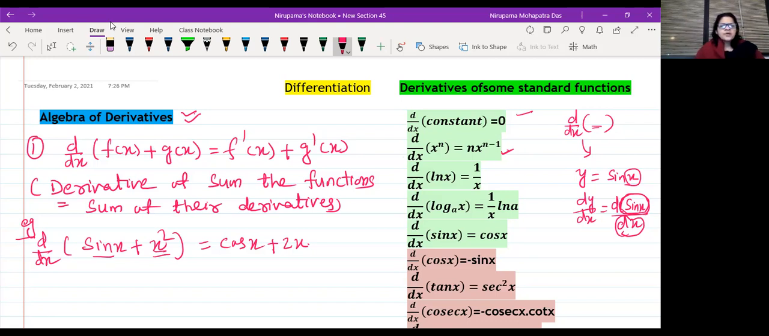Now if it is difference, again the same formula will be valid. It means derivative of the sum, or we can write here difference, derivative of sum or difference of the functions equal to sum or difference of their derivatives. Got it?